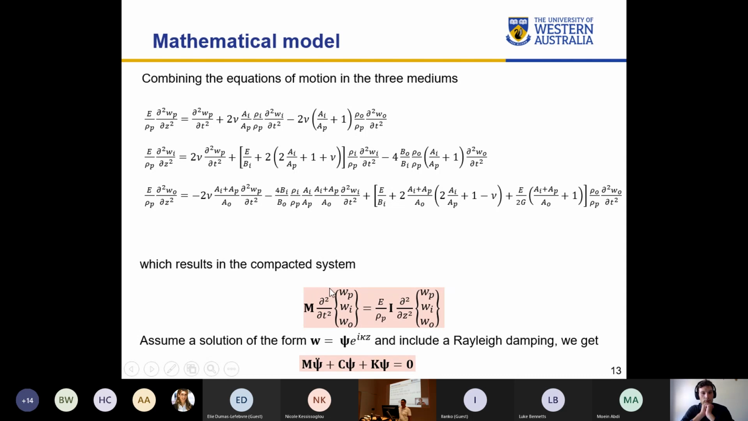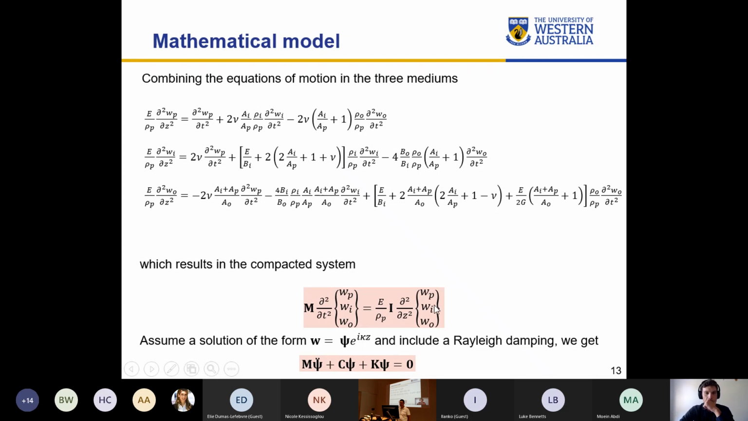Now, after we obtained all the three equations that are coupled, we tried to solve the system. So we compacted it into various terms. The first term looks like a mass matrix. You can see where the mass matrix comes from. It's actually the derivative with respect to time, right? So you have coefficients here, and these would go and populate the mass matrix.